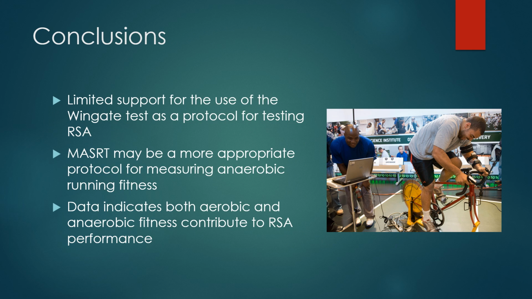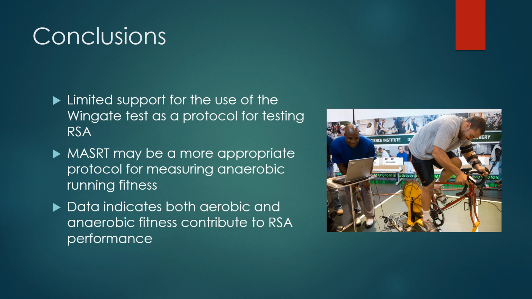So, conclusions that we can pull from this study. First, there's limited support for the use of the Wingate as a protocol for testing RSA. Because it had no correlation with the RSA indices, it shows that it's probably not a fitting test for intermittent sports, because it is a 30-second all-out effort, and oftentimes in repeated sprint ability in sports, you may not be moving for that long or in the same direction and position for that long, but also just the mode of exercise.